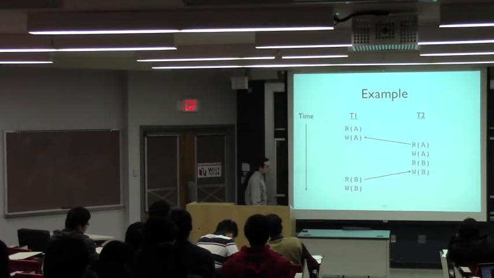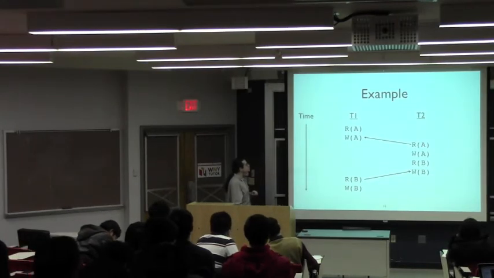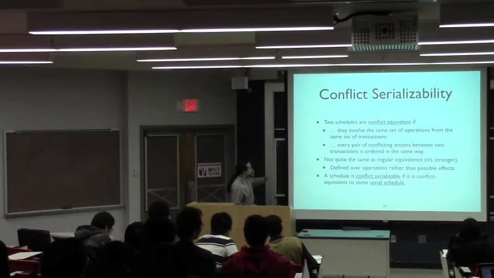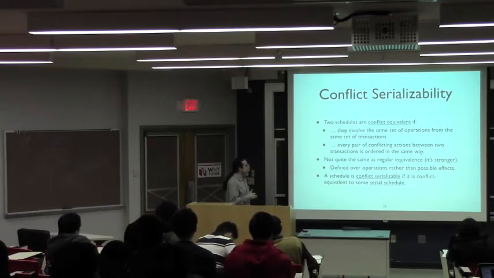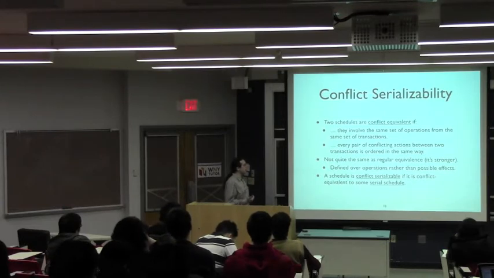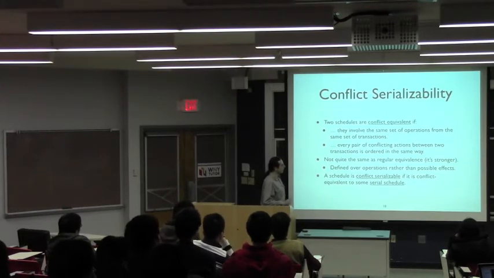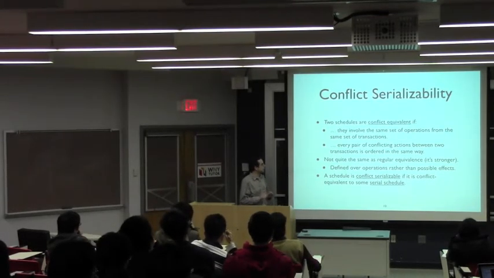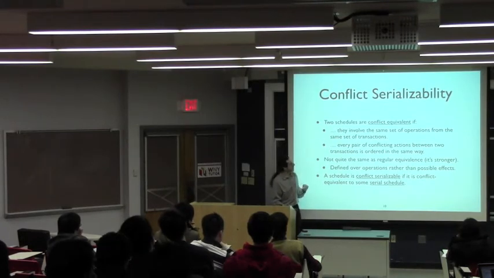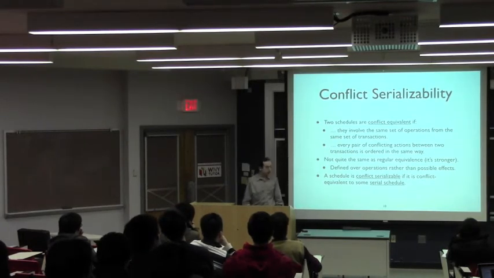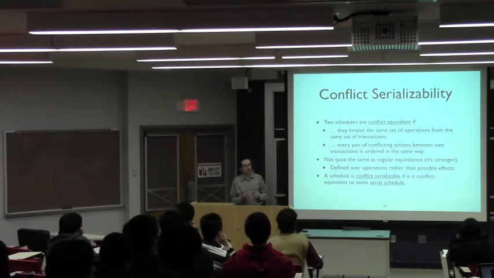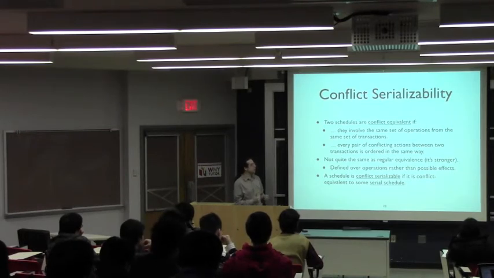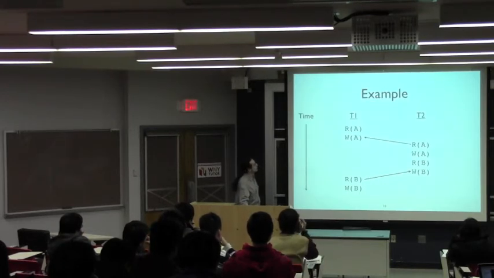So you can think of this as a set of, let me go back. This notion of conflict equivalence gives us some specific way of defining serializability. So we can say that a schedule is conflict serializable if, using this definition of conflict equivalence, it is conflict equivalent to some serial schedule.